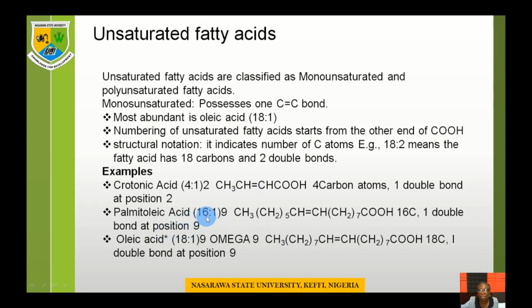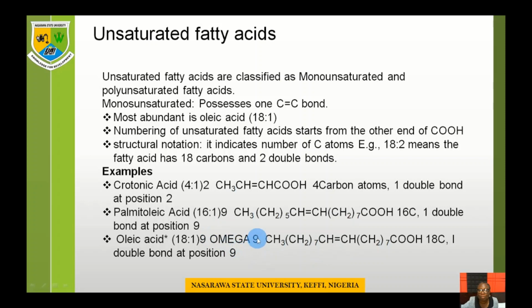Palmitoleic acid is 16, 1 and position 9. So if you count, this is 1 plus 7, that's 8 plus 1, 9. So it shows that it has 16 carbons, 1 double bond, and the position of attachment of the double bond is at carbon 9. Then oleic acid. Oleic acid is an 18 carbon. It also has 1 double bond. Double bond is attached at carbon 9. All right, so 1 plus 8 plus 7, 8 plus 1, that is 9. Okay, so it's attached at position 9.